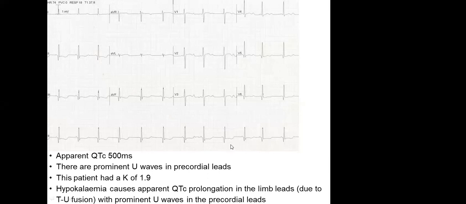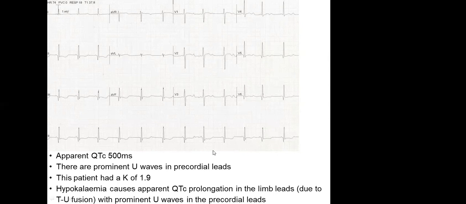When we started our presentation, we mentioned that in hypokalemia, from the isoelectric line, ST depression will be there, T wave will be flattened, and U wave will be visible. So here we have to take a tangent considering U wave as part of T wave, and QT will be calculated. Hypokalemia causes apparent QTc prolongation in limb leads due to T and U wave fusion, with prominent U wave in precordial leads. These are precordial leads, these are chest leads. So I have tried to explain where the merging of T wave and U wave happens in context with potassium.